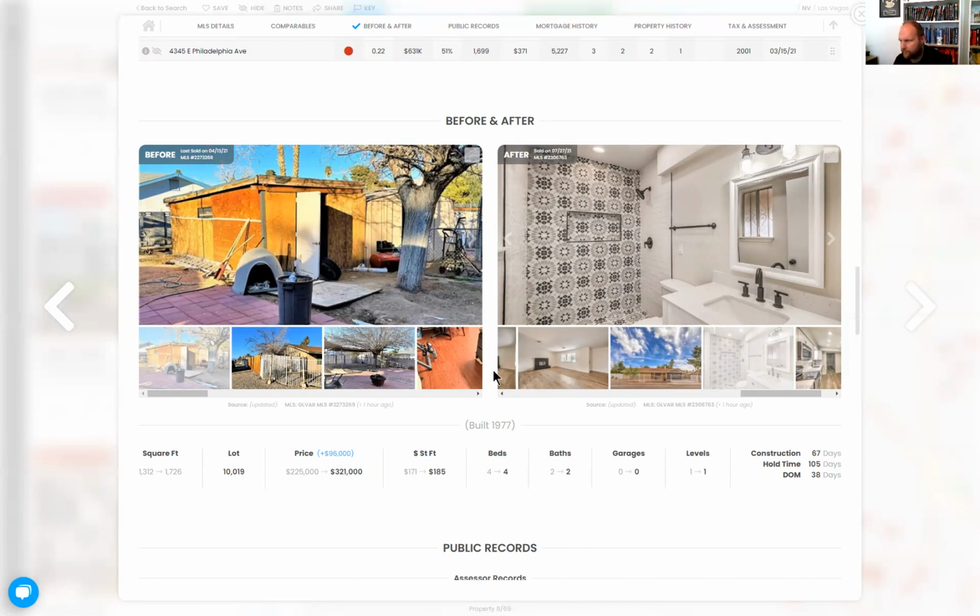So this person, this rehabber, this fix and flipper, investor, whatever you want to call them, looks like they bought this property for $225,000. And then they sold it for $321,000. So a $96,000 difference. Now, of course, you got to subtract your repairs from that number to get your net profit, as well as realtor fees, closing costs, all that good stuff. But from start to finish, it looks like they had this property for 105 days. It was on the market for 38 days. So they took 67 to rehab it.